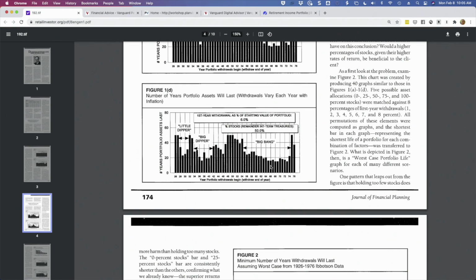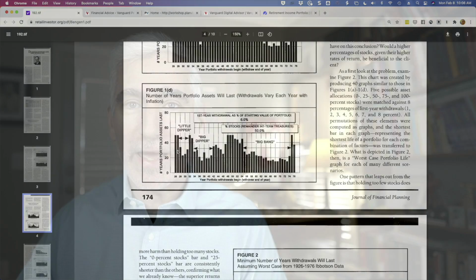So taking out an initial 6% from your portfolio and then adjusting for inflation, depending on when you retire, could be devastating. Of course, there are some years, as you can see here, where things worked out just fine. The problem is you're not going to know when you retire whether you're retiring in a good year or a bad year. You're not going to know that, well, frankly, until it's too late.